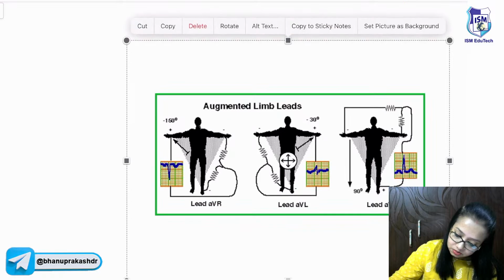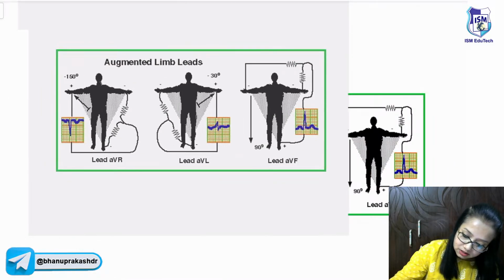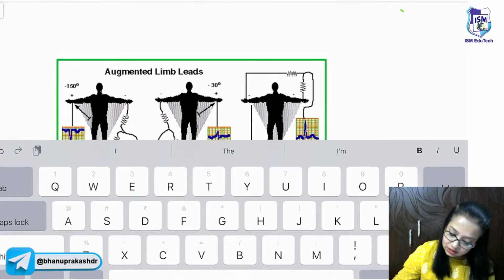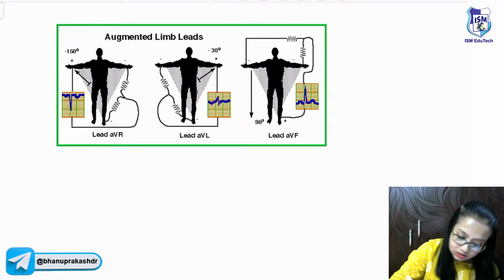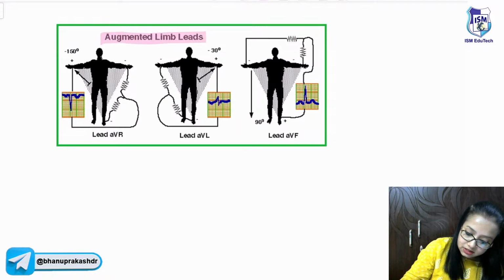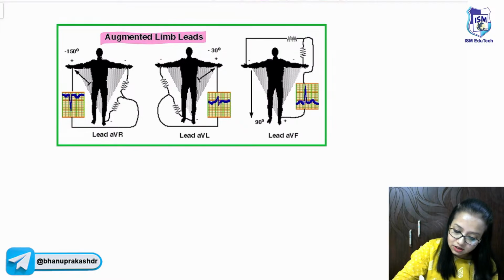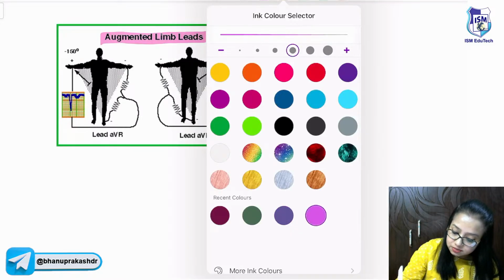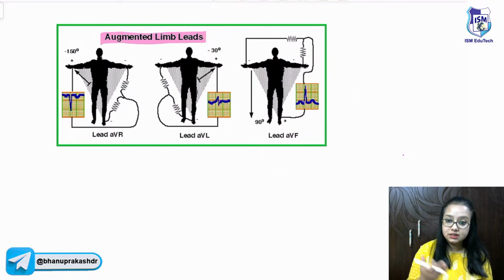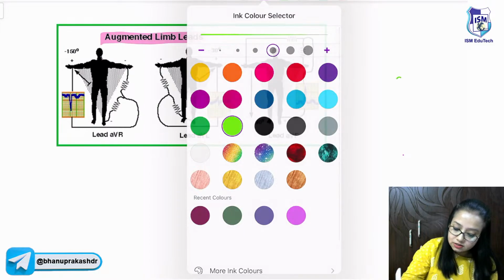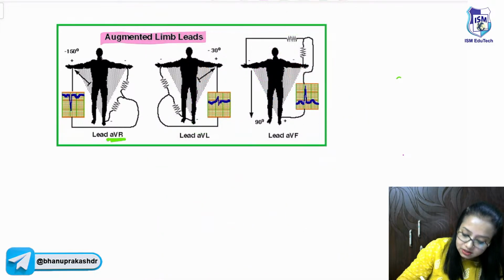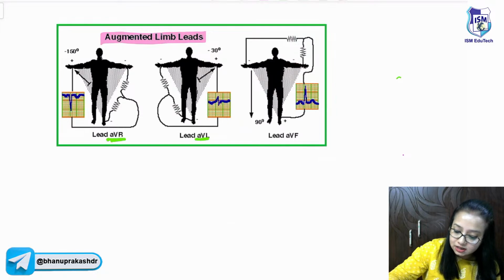So this is something, we drag it a little bit up. Yes, like this one. The augmented limb lead, as we can see here. Augmented limb lead. First, let's understand why it is called augmented. The terminology augmented means it is like powered up. So here we can see the main leads that receive the positive electrode are AVR, AVL and AVF.